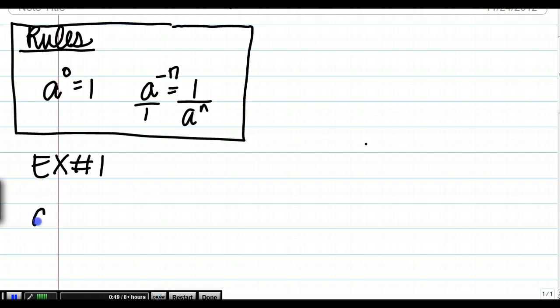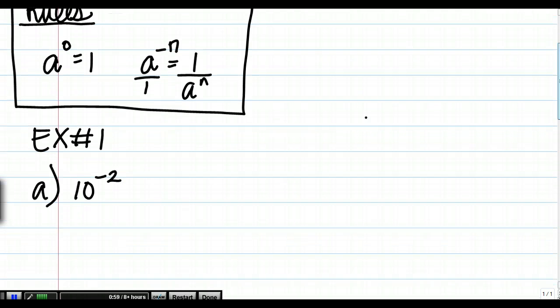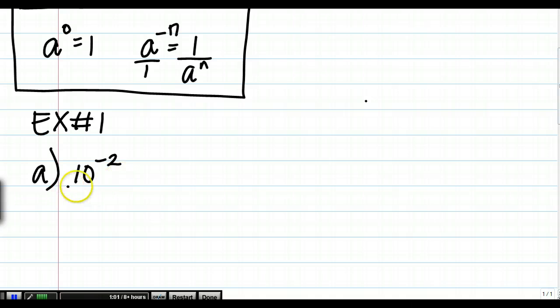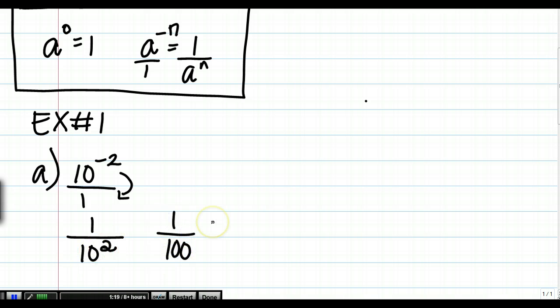The first rule is, using this rule right here, you have 10 to the negative 2 power. Well, we know that whenever we have a negative exponent, you always need to flip it to the bottom. So it's going to be 1 over 10 to the positive 2 power. And the 1 is a placeholder on top. So since it's now a positive 2, we have 10 squared, which is 100. So your answer is 1 over 100.